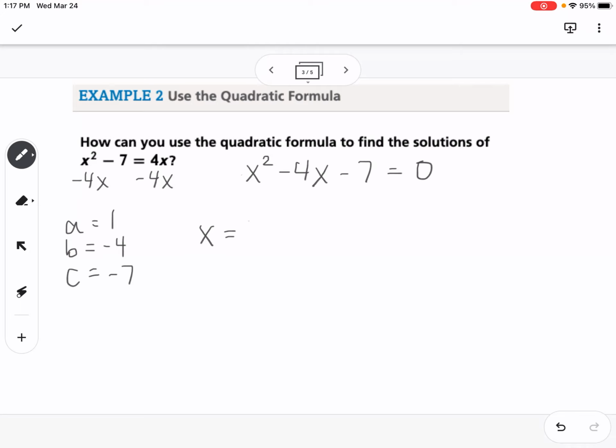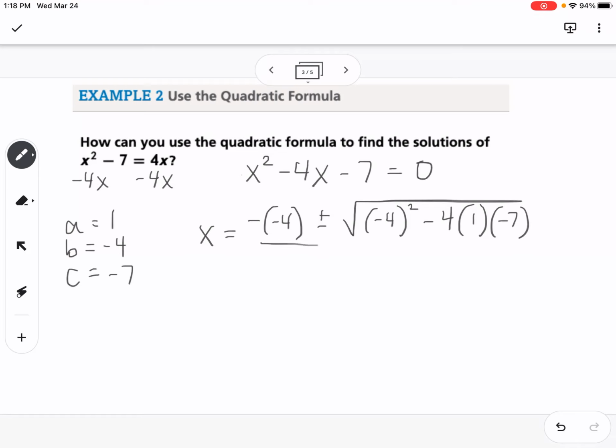So I'm going to say negative b, so b is negative 4. So I'm writing negative (negative 4) plus or minus the square root of b squared, so (negative 4) squared, minus 4 times a times c, and then that whole thing, not just the square root part, but the whole thing is over 2 times a.